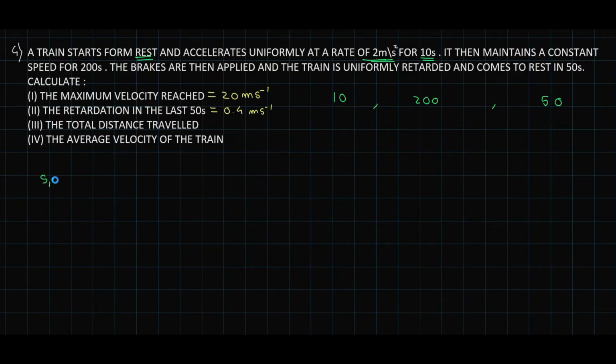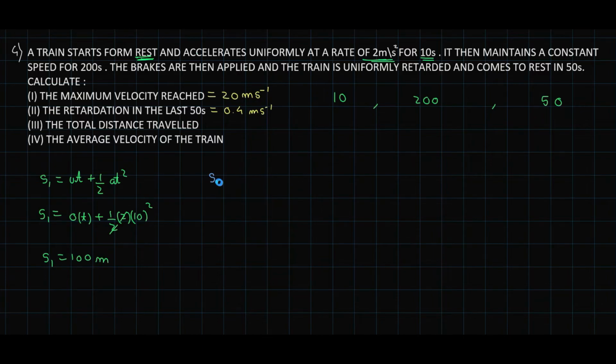Let S1 be the distance traveled in the first 10 seconds. So S1 equals ut plus half at squared. S1 equals initial velocity, which would be 0 because the body has started from rest. So 0 multiplied with anything gives us 0, plus half acceleration, which is 2 in the first segment, so 2, and time is 10 seconds, so 10 squared. The 2 cancels out with 2. So we are left with S1 equals 100 meters.